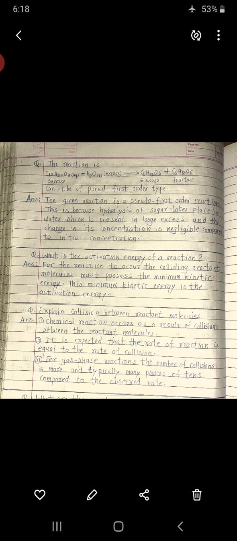Yesterday we have already seen pseudo first order reaction. So, once again, the definition of pseudo first order reaction: the reaction in which the molecularity of the reaction is more than 1, but the order of reaction is 1, is known as pseudo first order reaction. Or the reaction in which one of the reactants present in large excess shows order different from actual order is known as pseudo first order reaction.